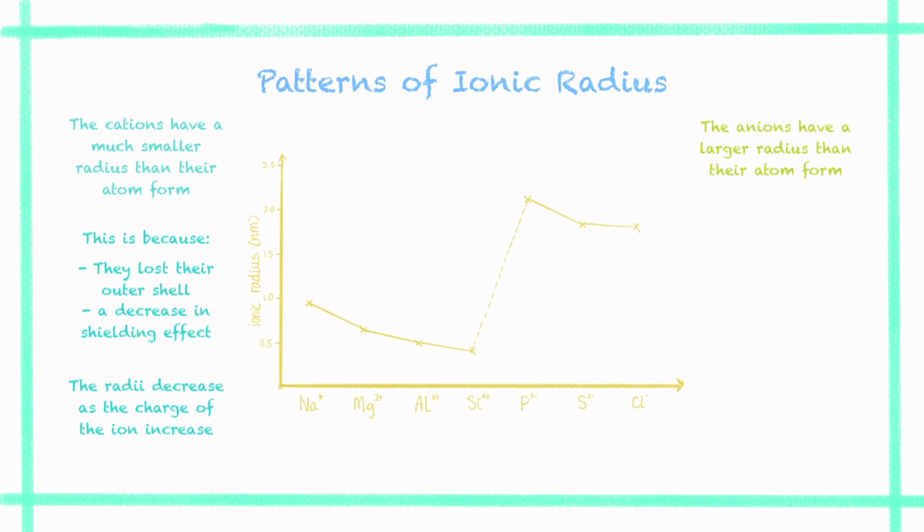The anions, opposite to the cations, have a larger radius than their atom form. This is because the ion gained more electrons, and as a result, the outer shell has a larger repulsive force, which increases the shielding effect. From the graph, with chlorine minus having the smallest and phosphorus 3 minus having the largest radii amongst nonmetals, the radii increase as the charge decreases. We will next look at some more macroscopic properties.